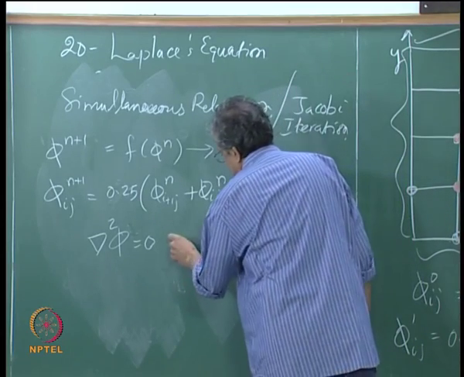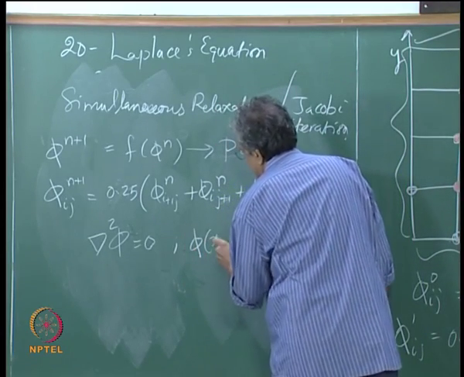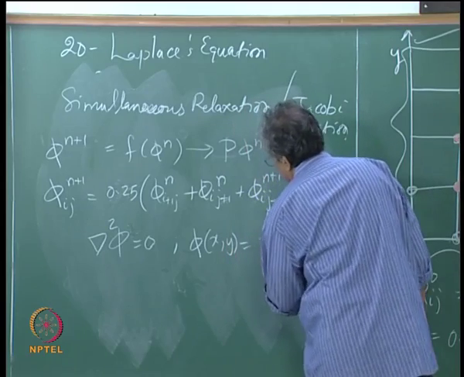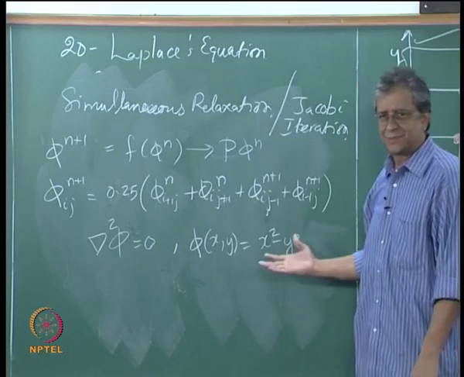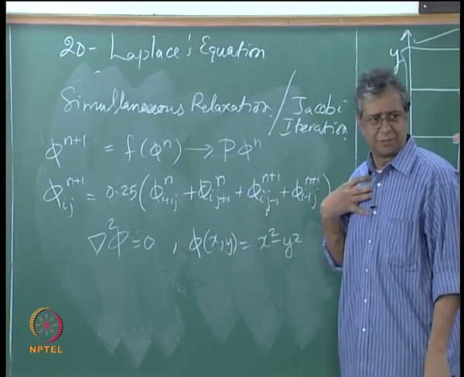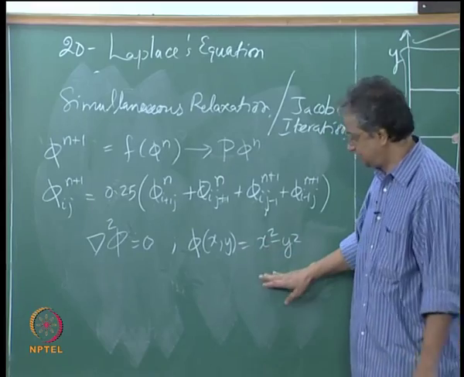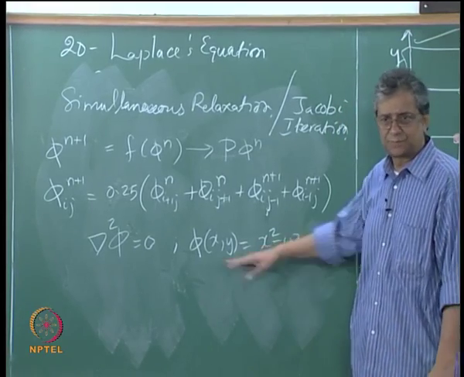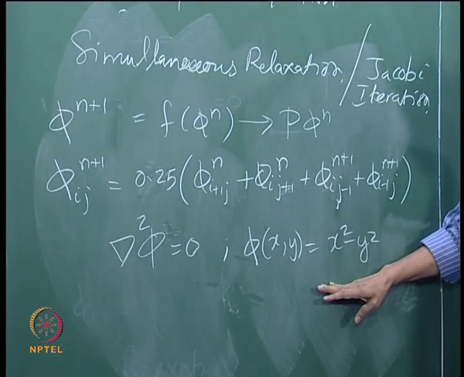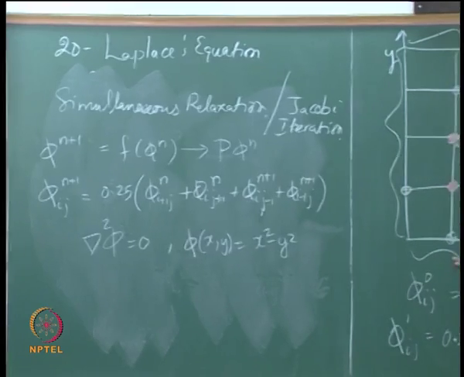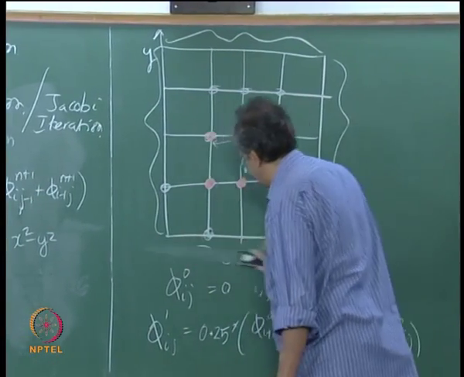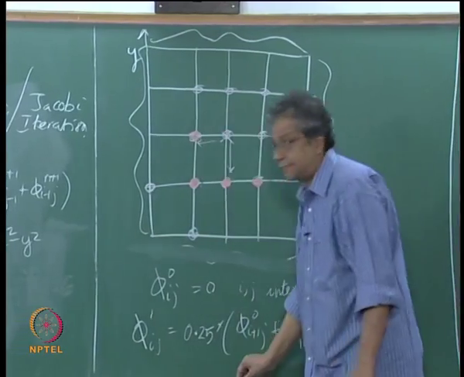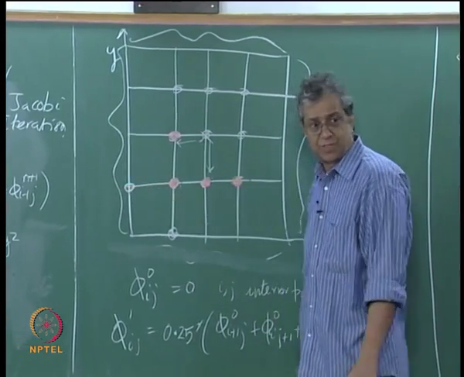So a solution is x squared minus y squared. And I invariably start with something like this because I want to keep it easy. So if I were to solve this problem, I'll pick a simple one. So is this a solution to Laplace's equation? You can substitute and see, and it is indeed a solution to Laplace's equation. So on the boundaries here, we can pick the boundary condition as it comes from x squared minus y squared.